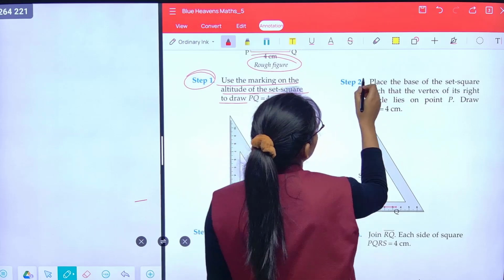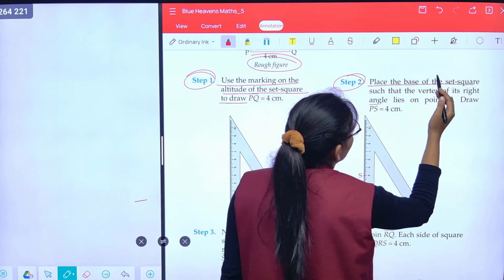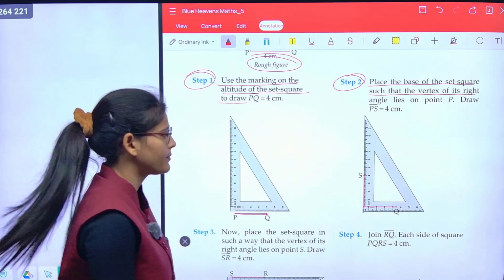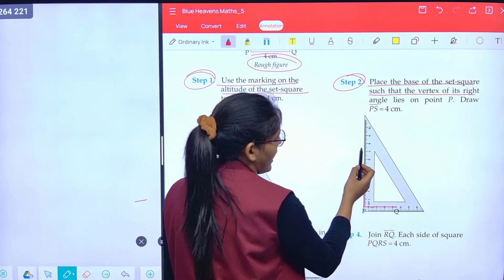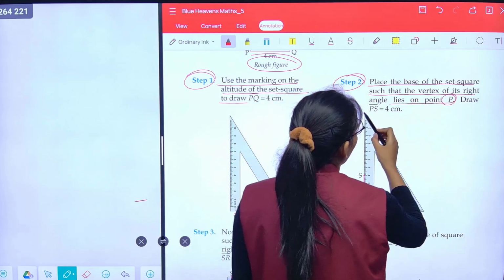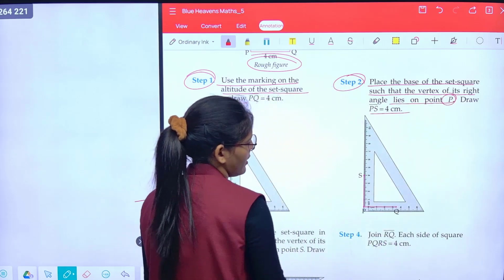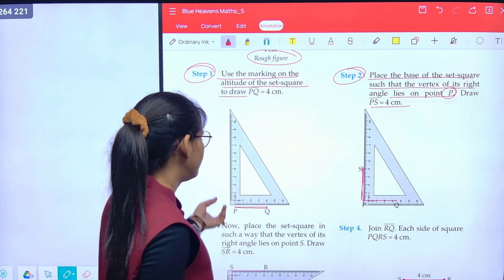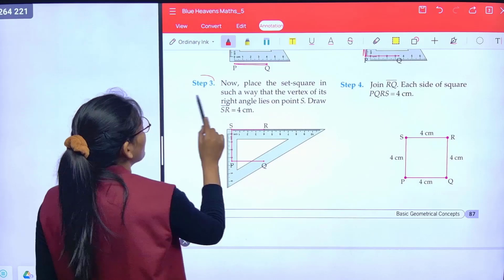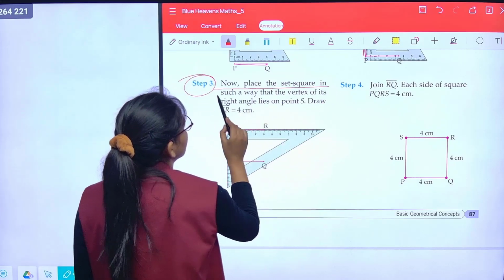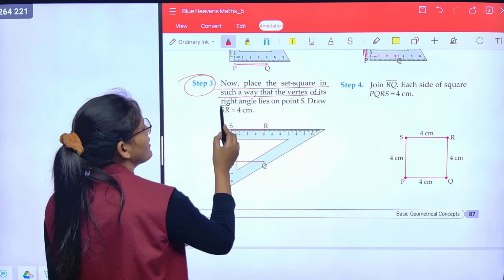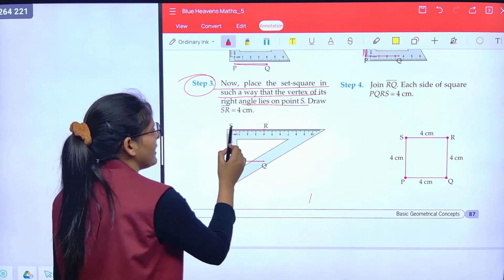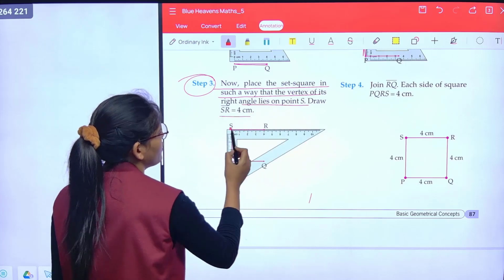Now step 2. Place the base of the set square such that the vertex of its angle lies on point P. Draw PS equal to 4 cm. Now step 3. Place the set square in such a way that the vertex of its right angle lies on point S, like this. Draw SR of 4 cm.